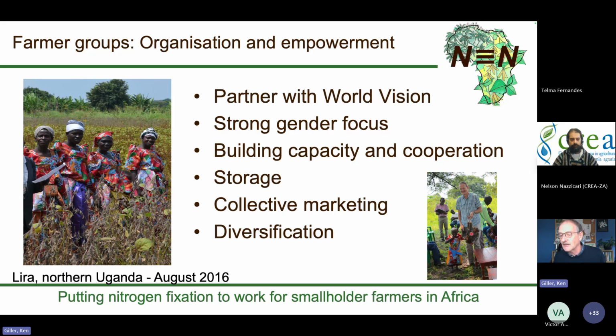It's not something I brought back on the plane with me, I have to say, but it was an expression of the appreciation of the people when we were there in the field. And I'll come back to this example later, as to how we've been able to work with them to scale up these activities with soybean in northern Uganda.